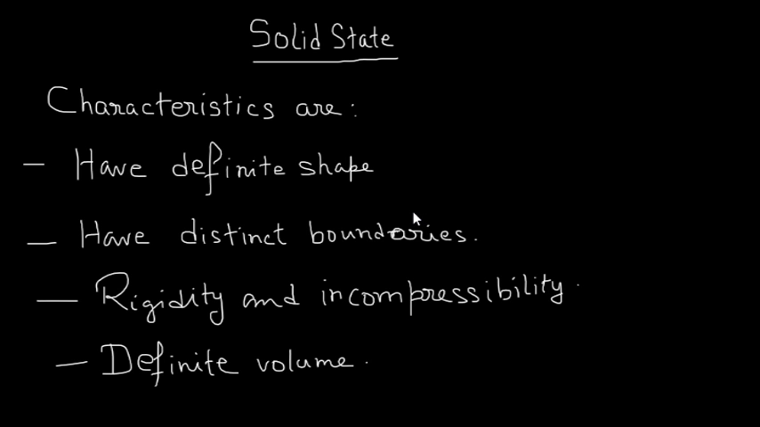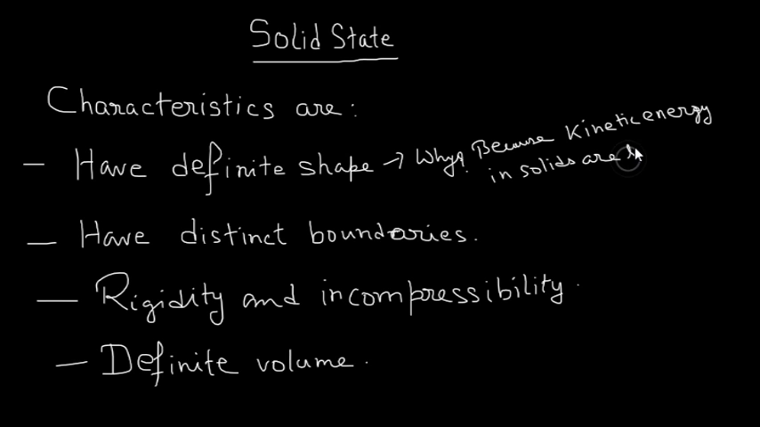So, why do solids have fixed and rigid shape? Because kinetic energy in solids is very less. So the movements of the particles are very slow and the solid has fixed and rigid shape.